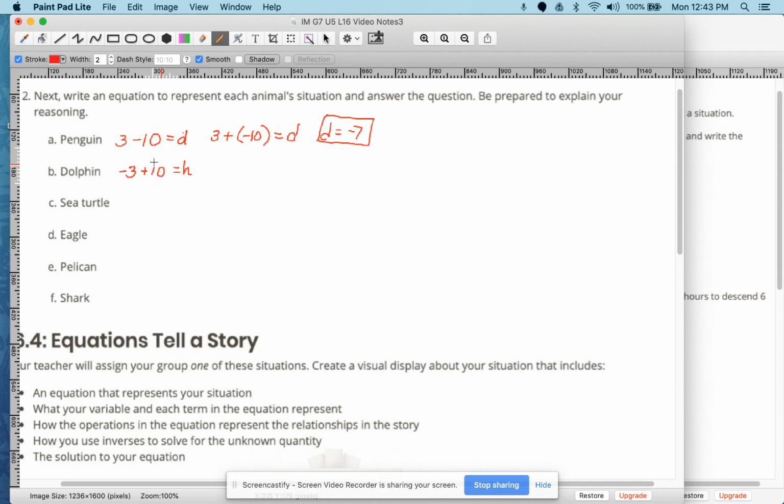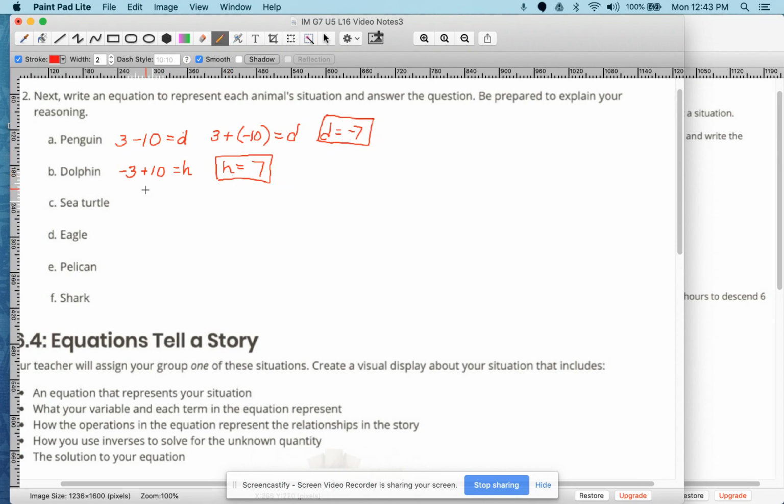Again, I'm adding two numbers with opposite signs. So I take the difference. So the height equals 7. Is it a positive or negative? The absolute value of 3 and 10. 10 would have the larger absolute value, which is positive, so it's positive. So he ends up at 7 feet above sea level.